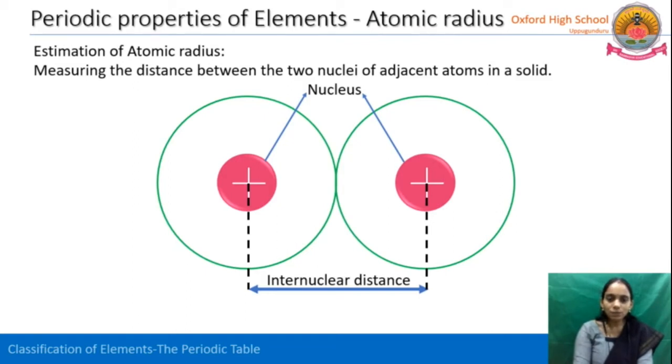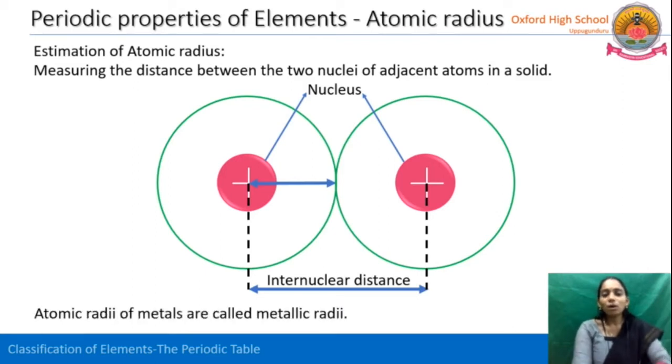So this is the internuclear distance, and if we halve this internuclear distance, if we take half of the distance, then that is called the atomic radius of the single atom. So this is one way to calculate the atomic radius, particularly in solid state. So it is possible here.